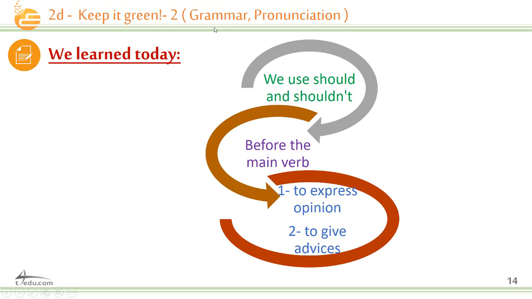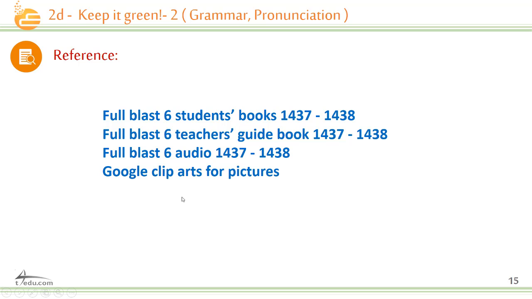Okay. To sum up the lesson, today we learned how to use should and shouldn't, and it comes before the main verb. It's used for two things, to express an opinion or to give advice. Okay. The reference was Full Blast 6 Students Book, Full Blast 6 Teacher's Guide, Full Blast 6 Audio, Google Clip Arts for pictures.